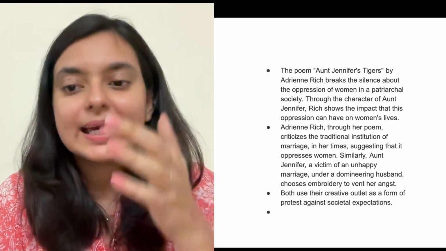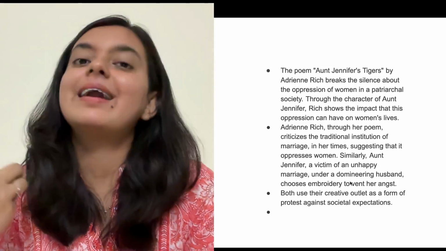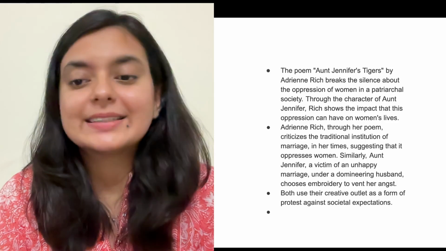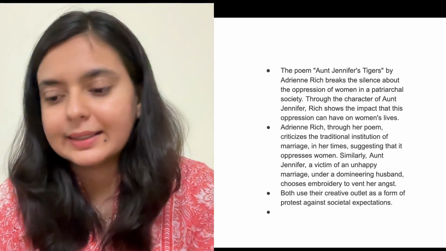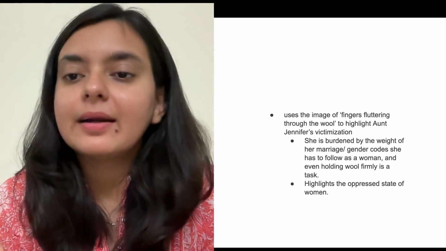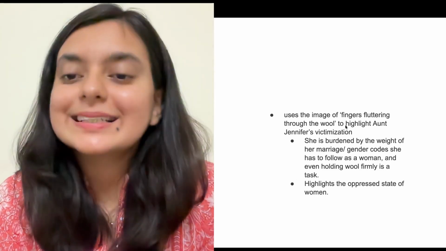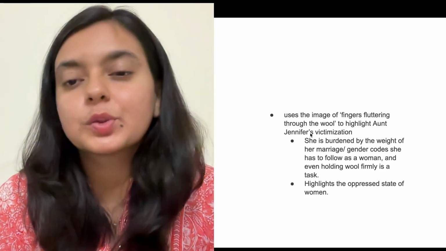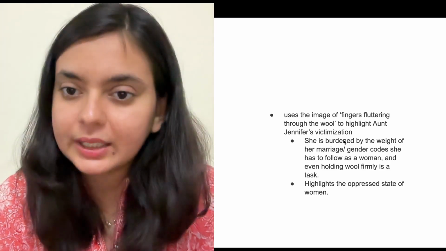So she is now choosing embroidery to vent her angst, and she chooses the creative outlet as a form of protest against societal expectation. This is very, very important. She uses the image of fluttering fingers. Now here we have imagery as well as alliteration. This is highlighting her victimization. Fluttering fingers through the wool. Okay, that is definitely to highlight her victimization.